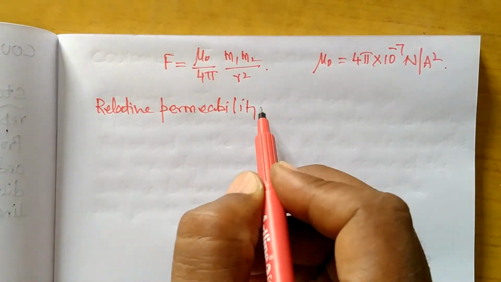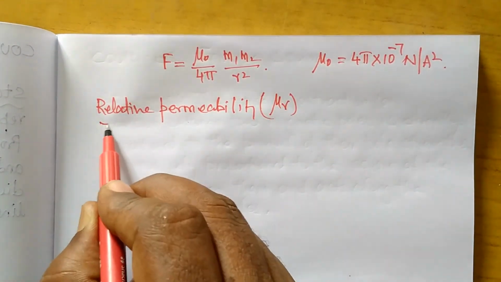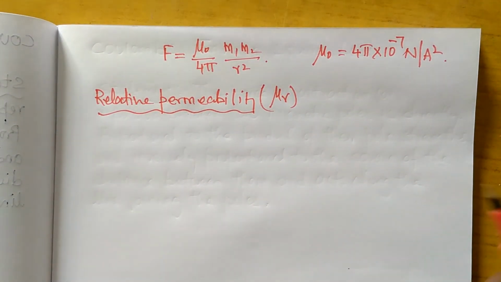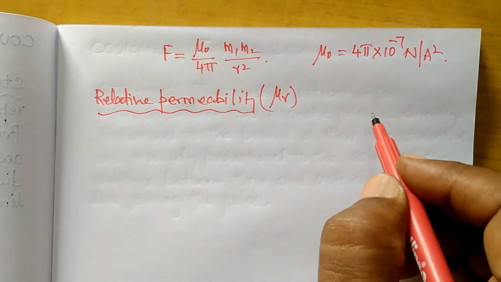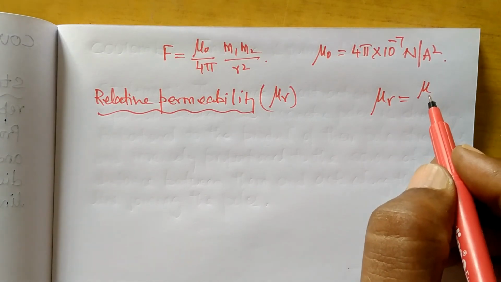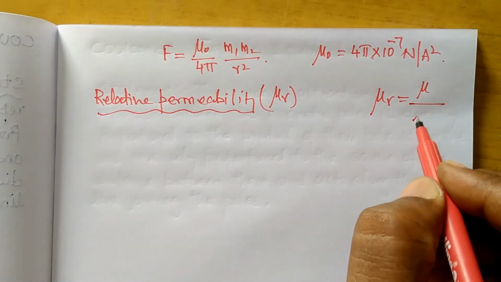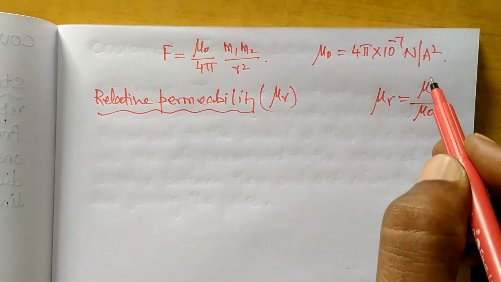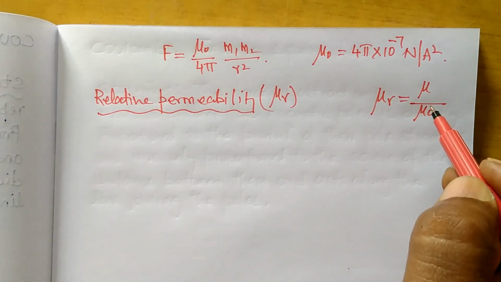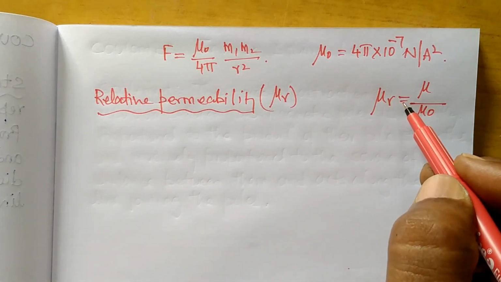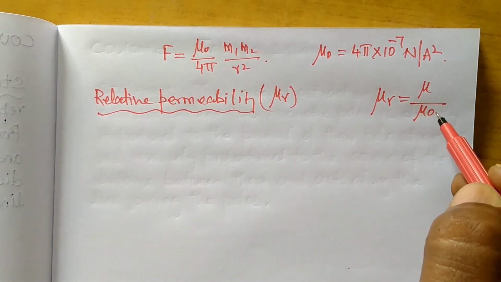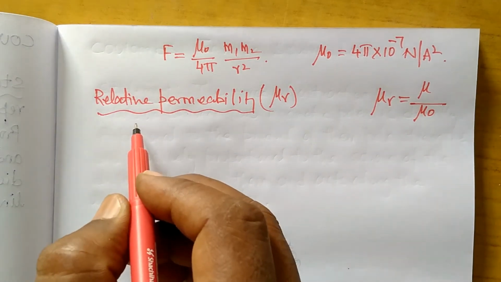So relative permeability is denoted by the letter mu r. What does relative permeability mean? The absolute permeability of a medium as compared with the permeability of free space. We denoted the permeability of a medium as mu and the permeability of free space as what? Mu naught. Therefore, the relative permeability is nothing but the ratio of permeability of a medium to that of permeability of free space. I will write it in words.